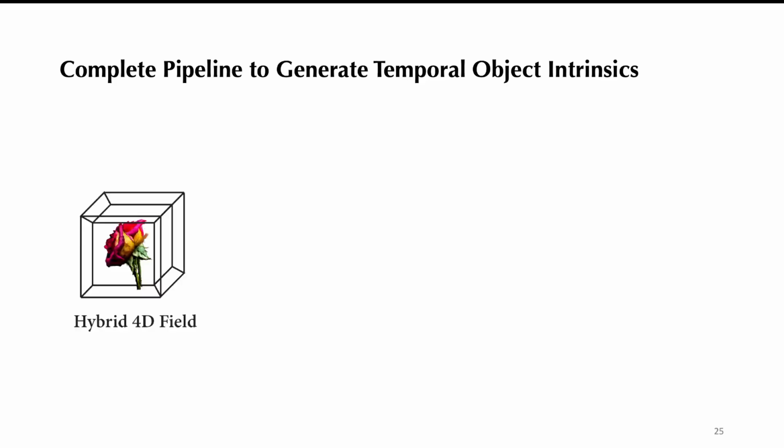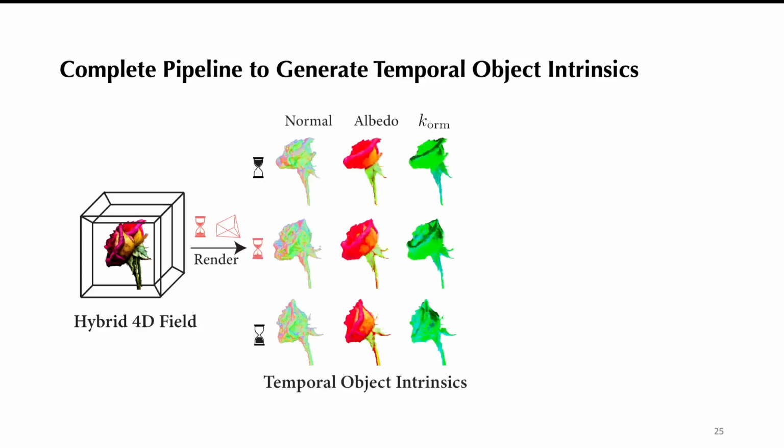With the help of a neural template, we can finally use score distillation to generate 4D temporal object intrinsics. Now we describe the complete pipeline of doing so. Given a 4D field, we follow the framework of SDS by randomly sampling a timestamp and a viewpoint. In this way, we can obtain the rendered temporal object intrinsics, including the 2D maps of normal, albedo, and material parameters. We use a physically based renderer to obtain the RGB rendered images.